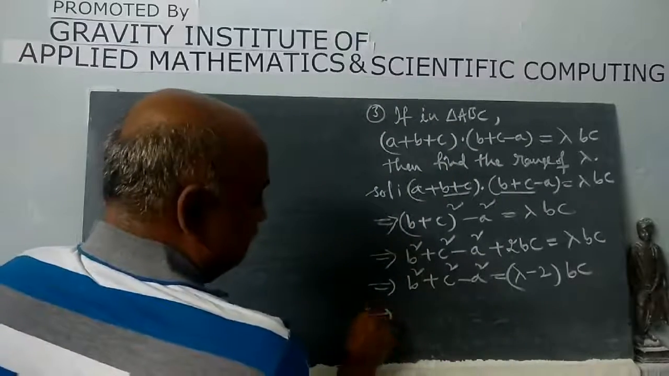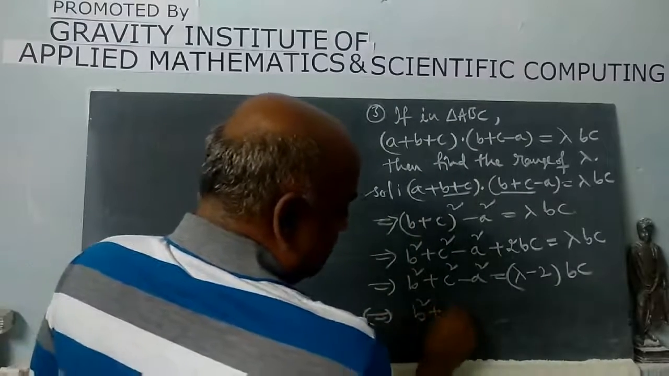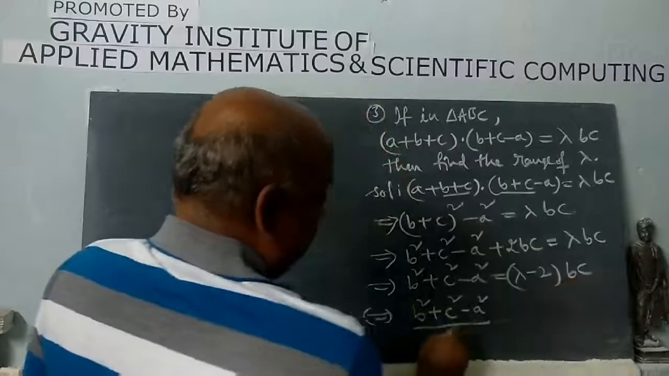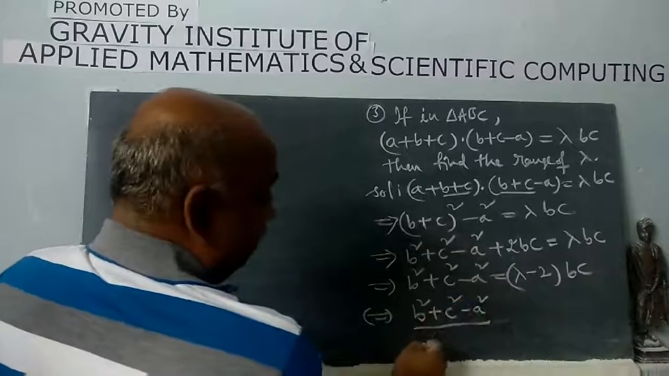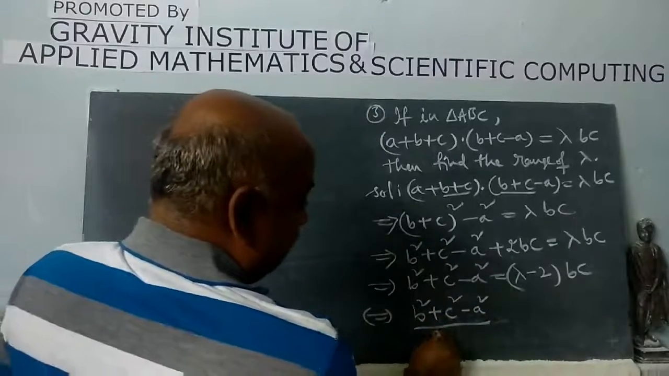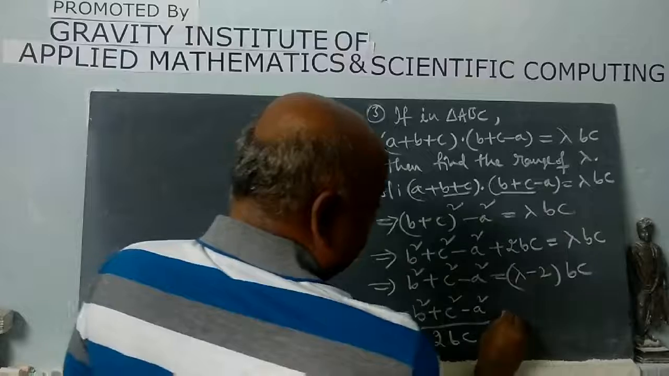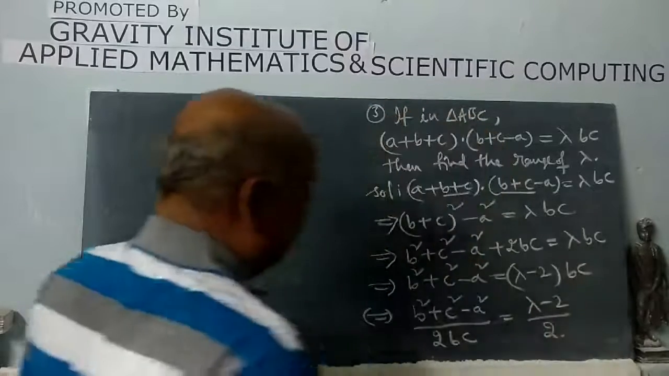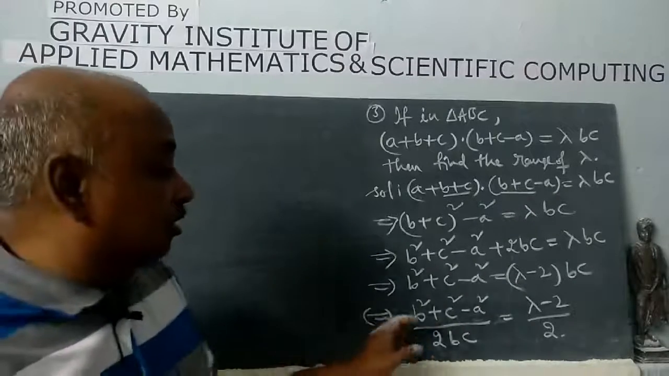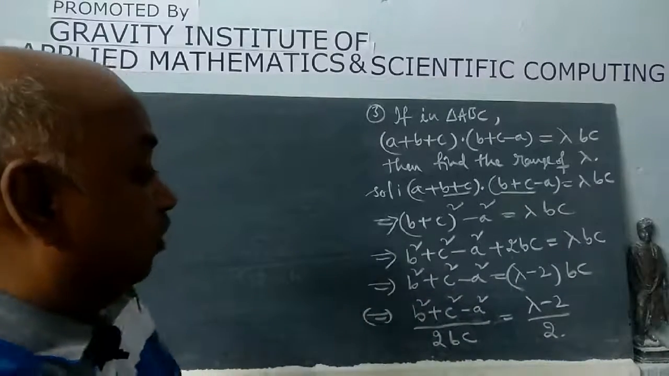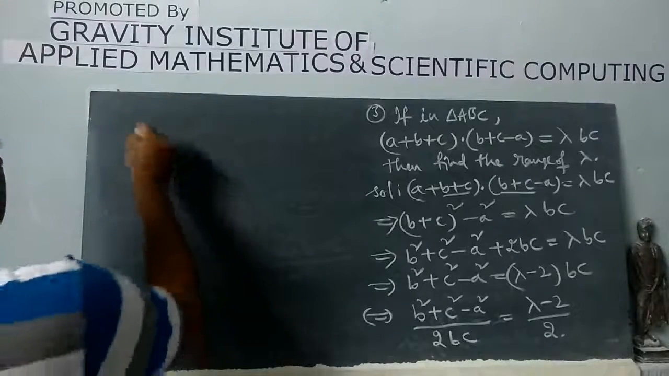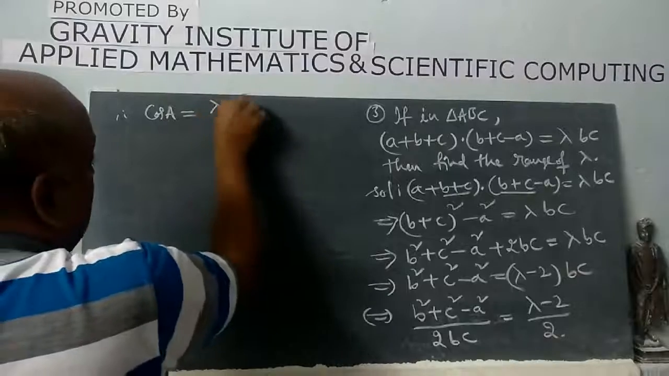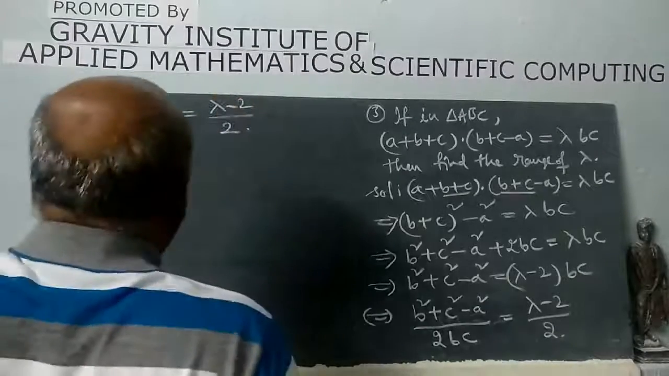So this implies b square plus c square minus a square, carrying bc as denominator to the left hand side and multiplying and dividing by 2, is 2bc into (lambda minus 2) by 2. The left hand side is the cosine rule, so it is cos A. Therefore, cos A is equal to (lambda minus 2) by 2.